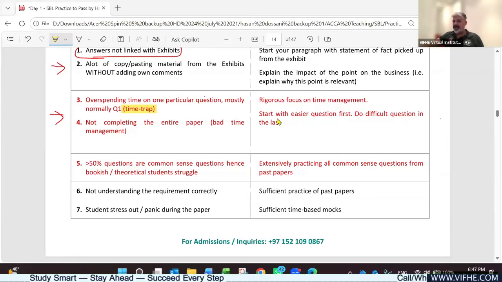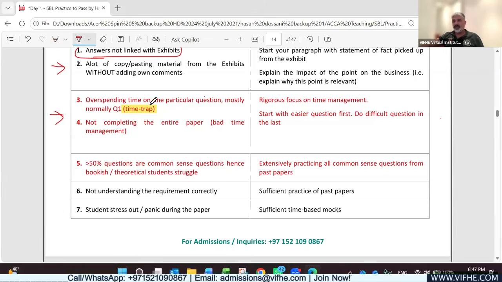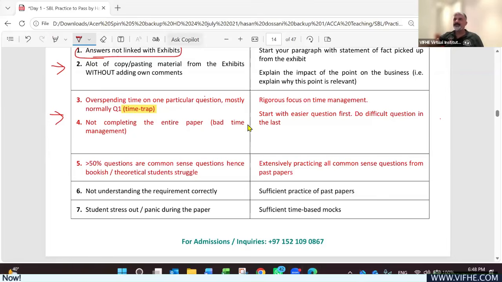Would you like to get trapped in your SBL paper? No, right? Nobody wants to get cornered. So this is another reason why students fail SBL: they overspend time on one particular question, and because of that they are not able to complete the entire paper. So I will teach you all the time management techniques. But make sure that you don't fall into the time trap.